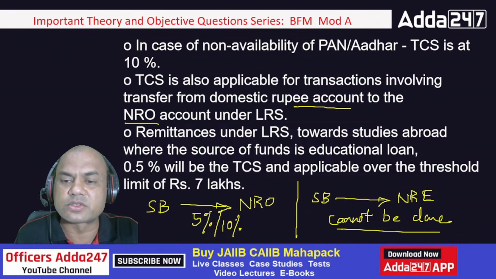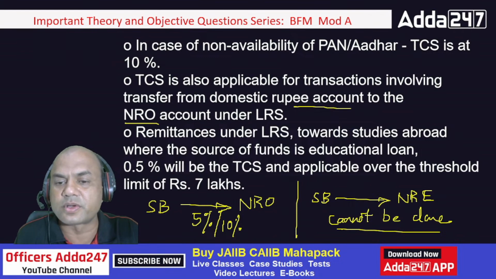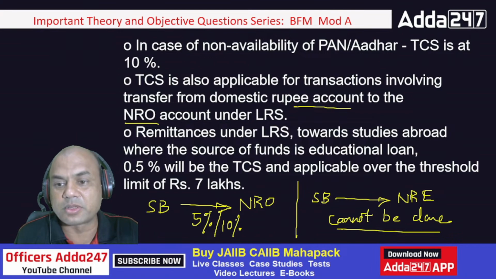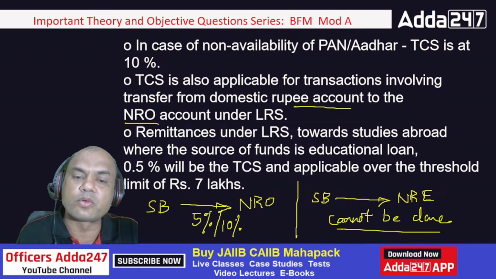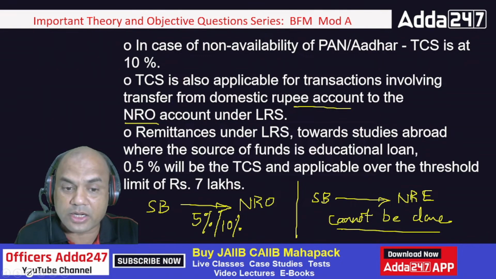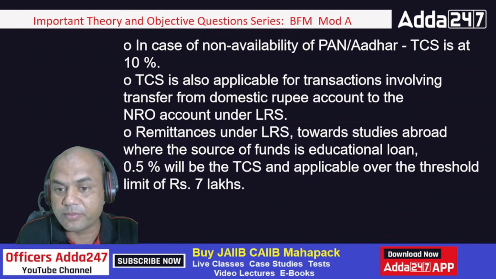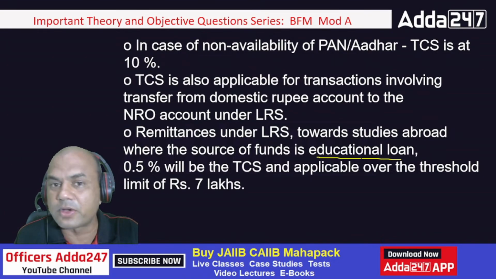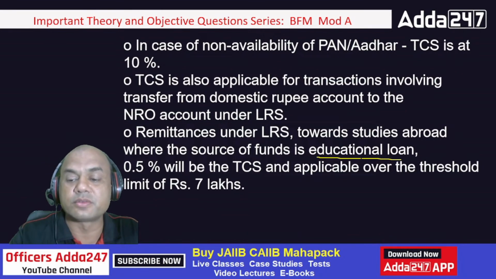Remittance under LRS towards studies abroad where the source of funds is an education loan: 0.5% of TCS is applicable over the threshold of 7 lakhs. So if I am going for education, and this is important, I should take the loan also. Then only the 0.5% tax collected at source is applicable. So only 0.5% if I am going for education and having an education loan.